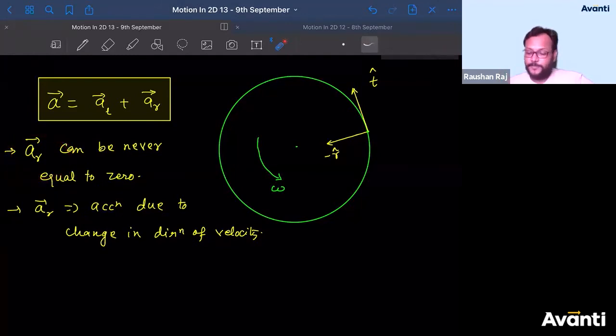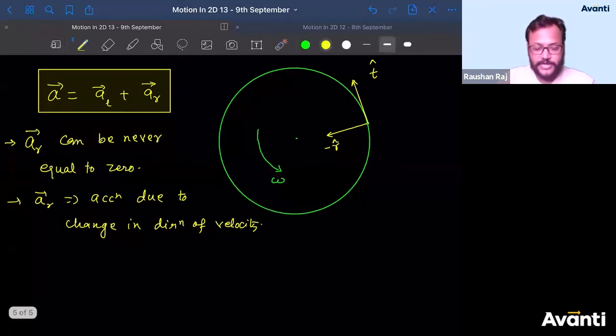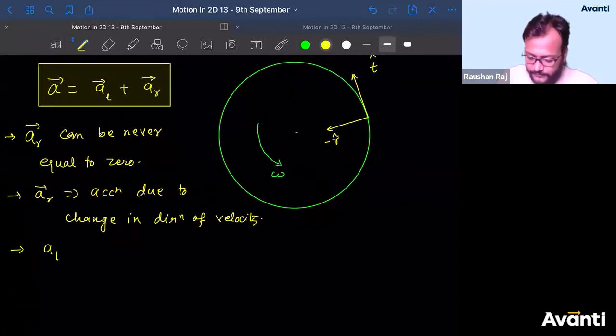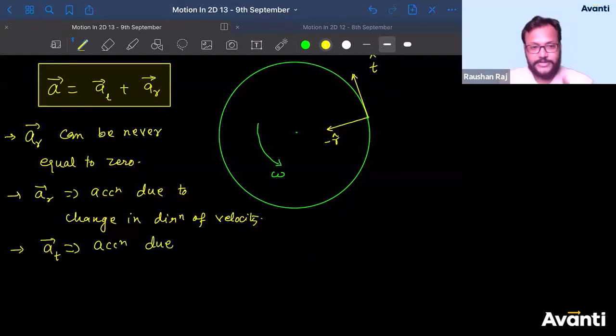All right, guys. So please remember this. AR is the acceleration due to change in direction of velocity. So what about AT? AT, or tangential acceleration, is the acceleration due to. Tell me, guys, what is the answer here? Due to change in. What should I write here? Tell me the answer. Yeah, change in speed, change in magnitude.